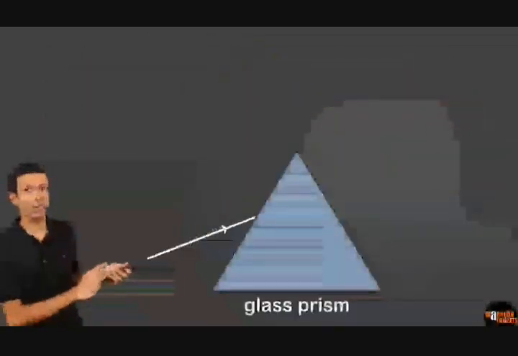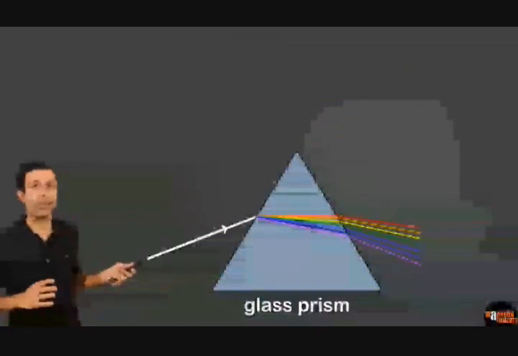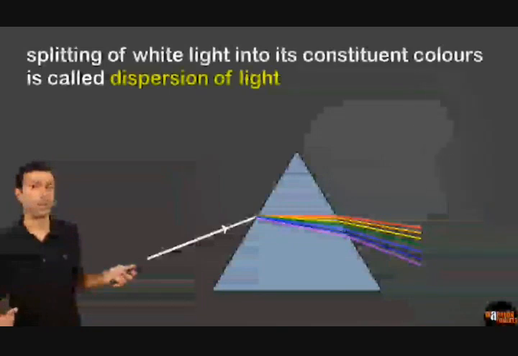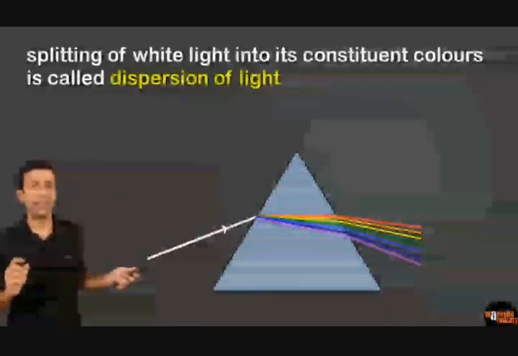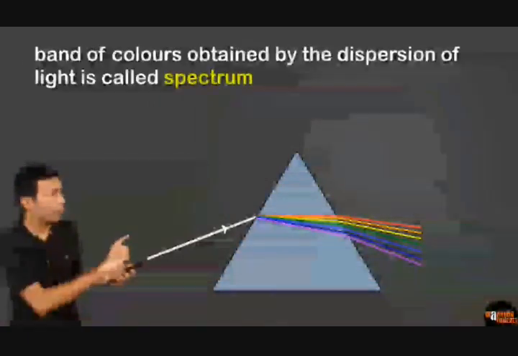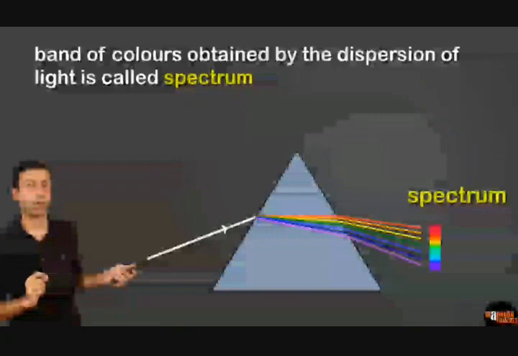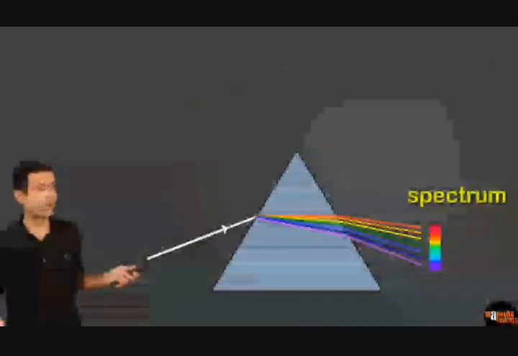When you shine white light on a glass prism, as you can see, the glass prism splits the white light into its constituent colors. And this splitting of white light into its constituent colors is called dispersion of light. And the band of colors obtained by this dispersion of light is called spectrum.